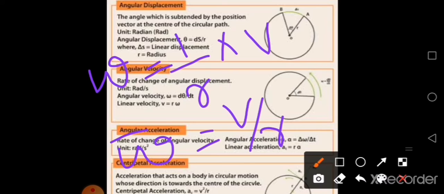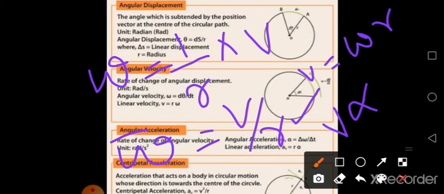Now from this equation, the greater the distance of the particle from the center, the greater will be the linear velocity, isn't it? If you write an equation for linear velocity from here, it will be omega into r, that is, linear velocity is directly proportional to r. R is the radius, or the distance from the center. So the greater the radius from the center, the greater will be the linear velocity.